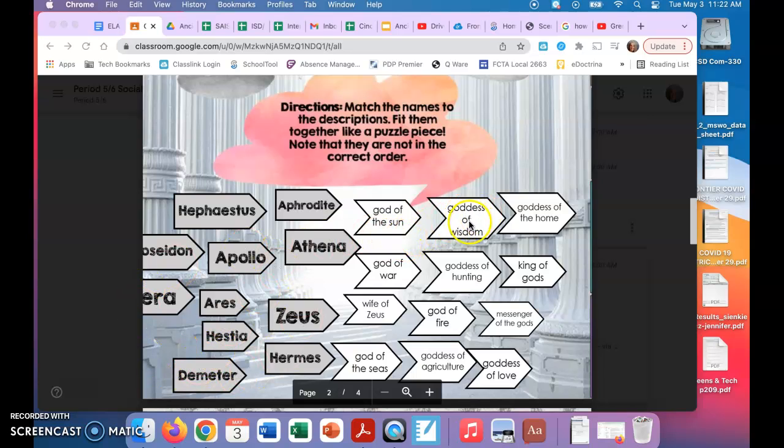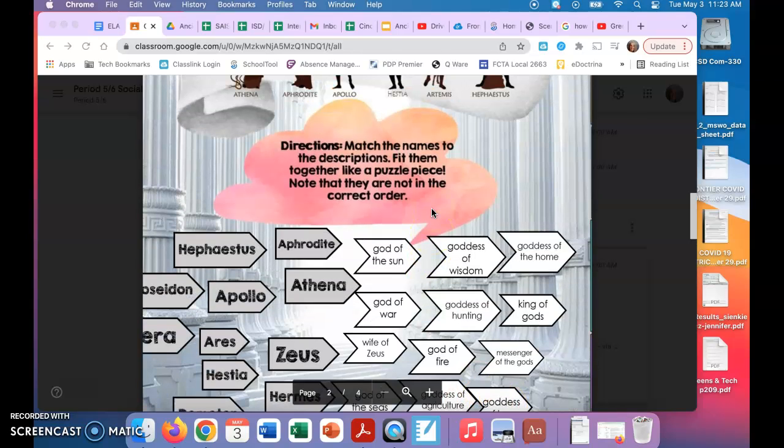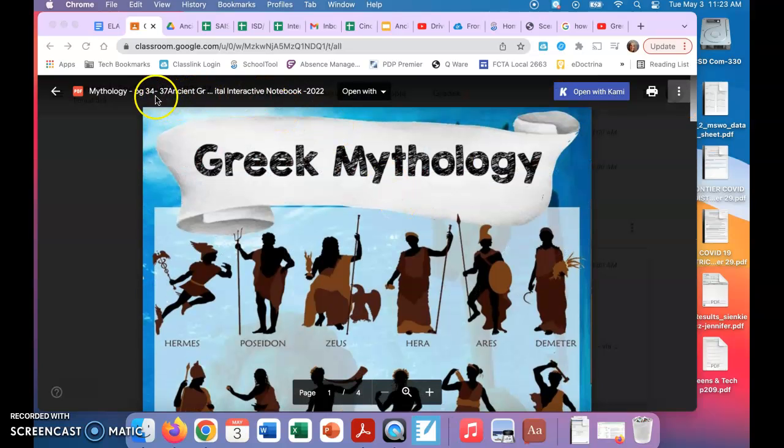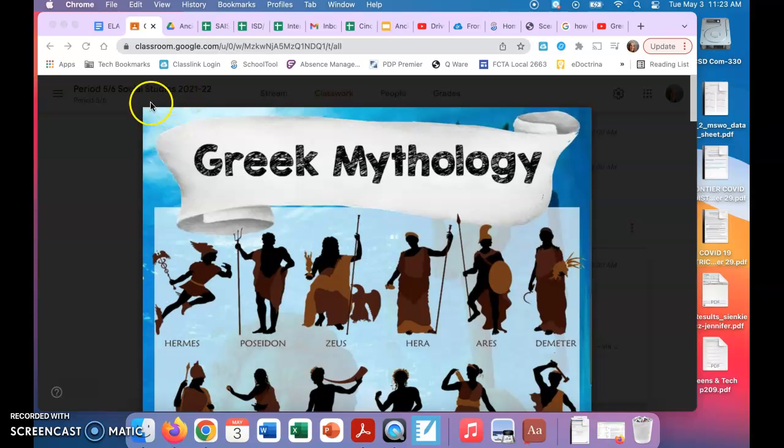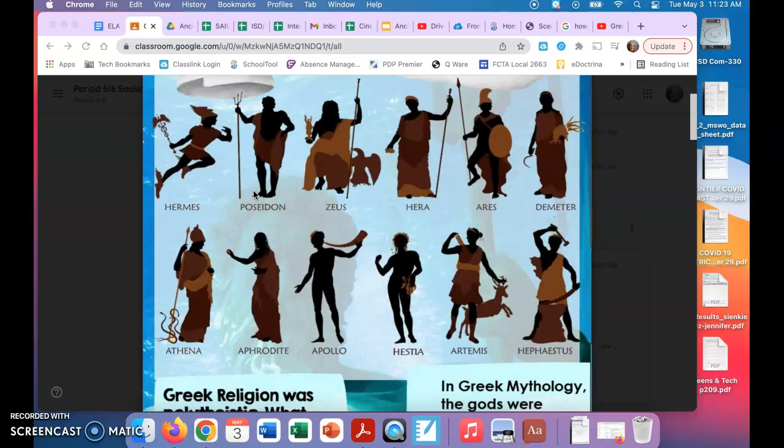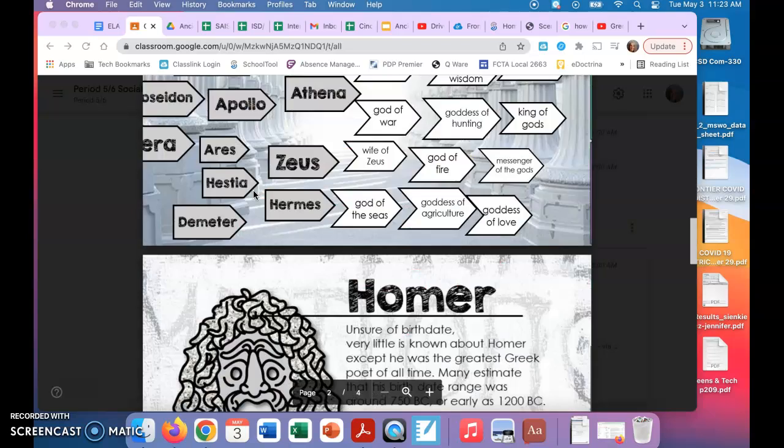The next one is goddess of wisdom. Then we have goddess of the home, god of war, goddess of hunting, king of gods, wife of Zeus, god of fire, messenger of the gods, god of the seas, goddess of agriculture, and goddess of love. So you're going to use your Google slideshow presentation to help you, and I believe Ms. Gust says they're on page 34 through 37 in the slideshow.